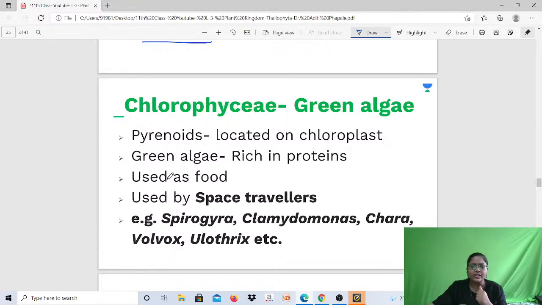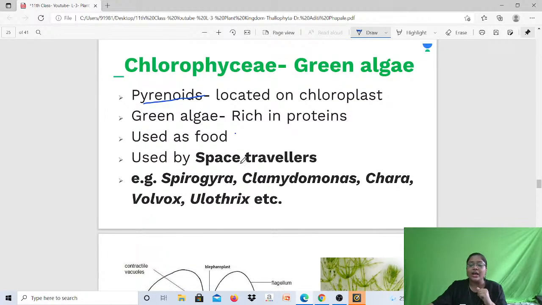Chlorophyceae, green algae, again some more points. They have pyrenoids. Pyrenoids are small structures, and they are located on chloroplasts. So there is a plant cell, and in the cell there are different cell organelles, including chloroplasts. And on the chloroplasts, pyrenoids are present. Theek hai? Green algae is rich in proteins and therefore green algae are also used as food. They are used by space travelers. Very important point.